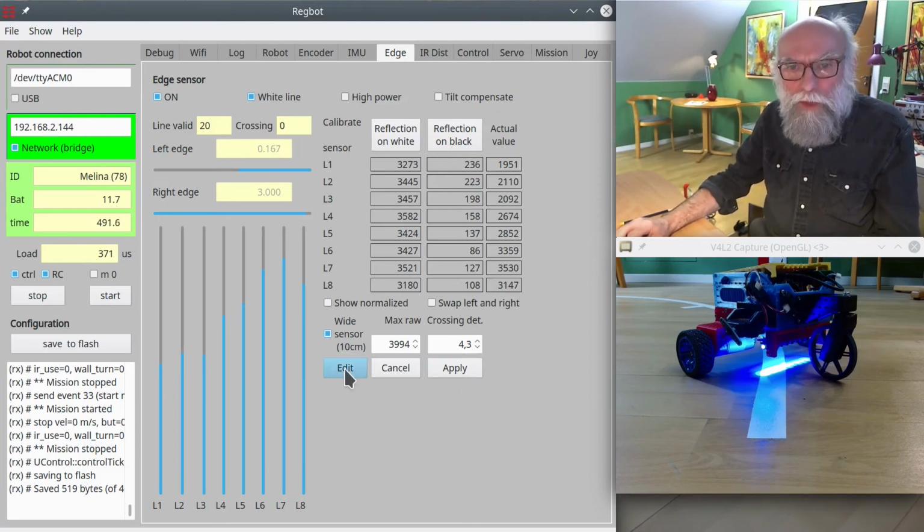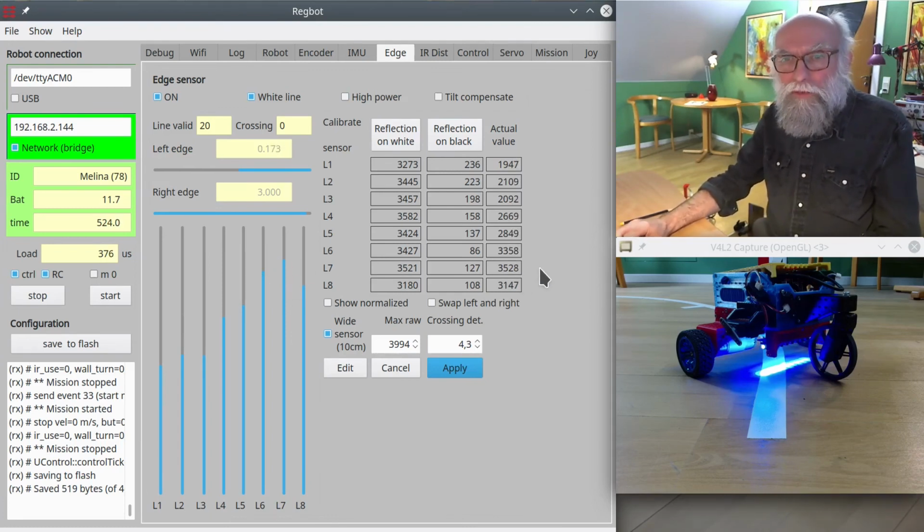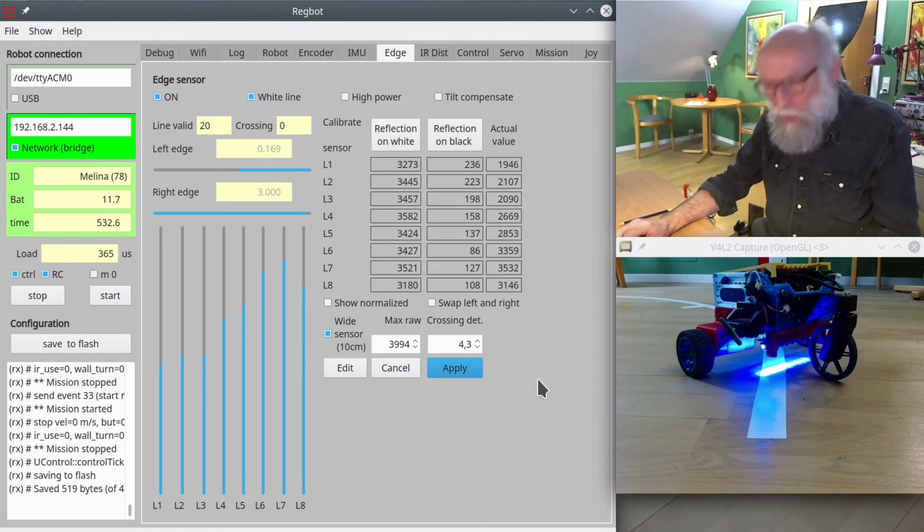We could also, if I press edit and say high power and apply, then you can see the values increase, but not really as much as we would expect, because this is the difference between the two measurements. It seems like there's a little bit of saturation. Now these two values are about the same, which they weren't before, which means that this is probably a more true, realistic, unsaturated value. So we can use high power, but maybe we should avoid using that so that the sensor is not saturated.